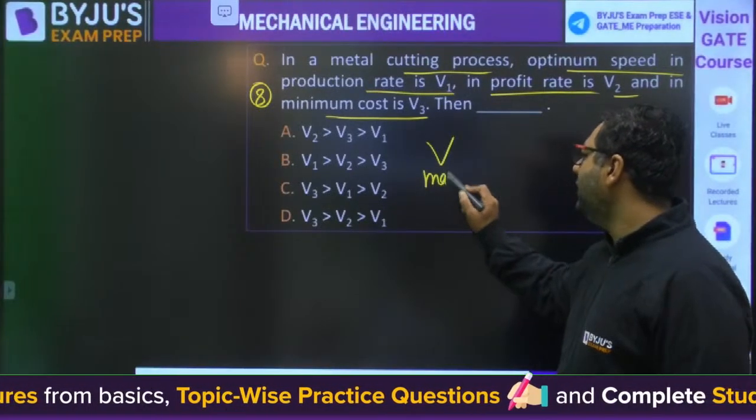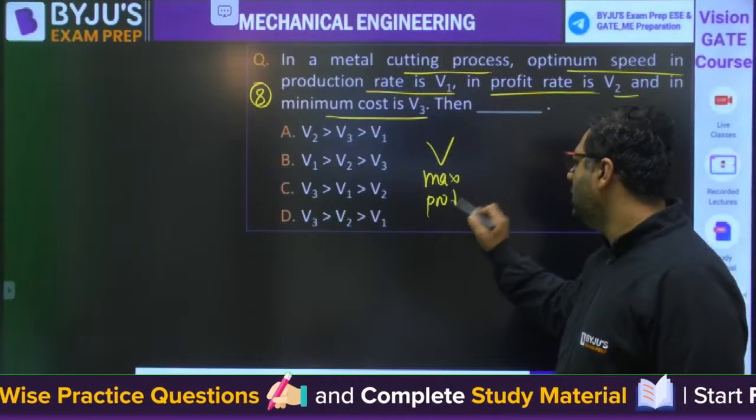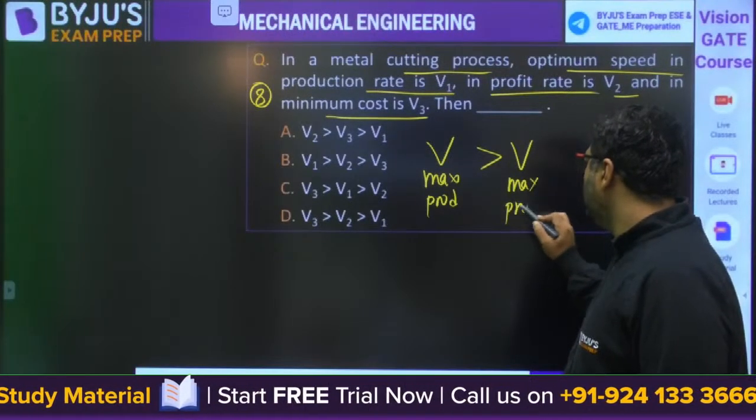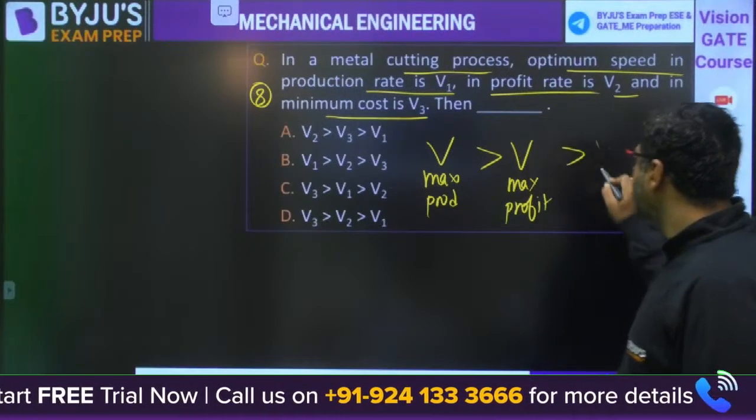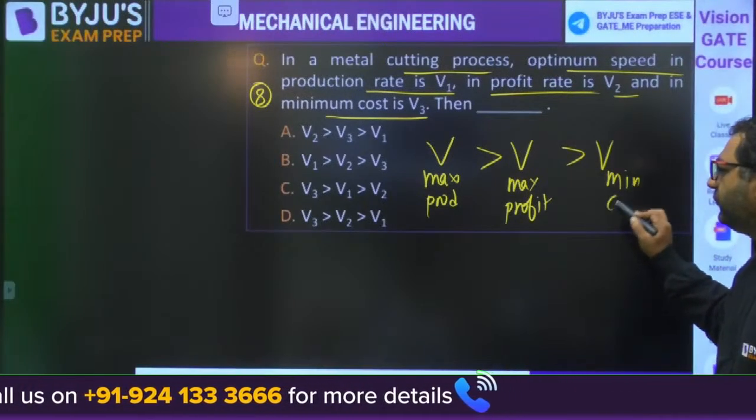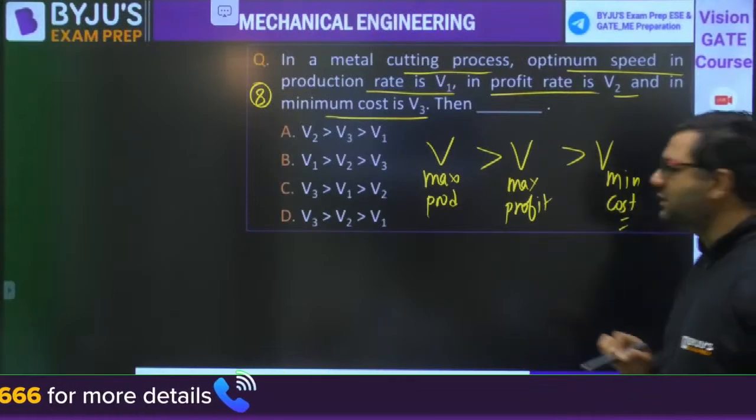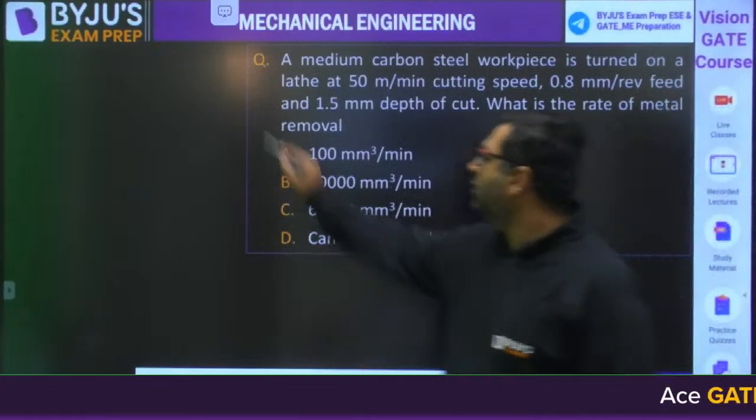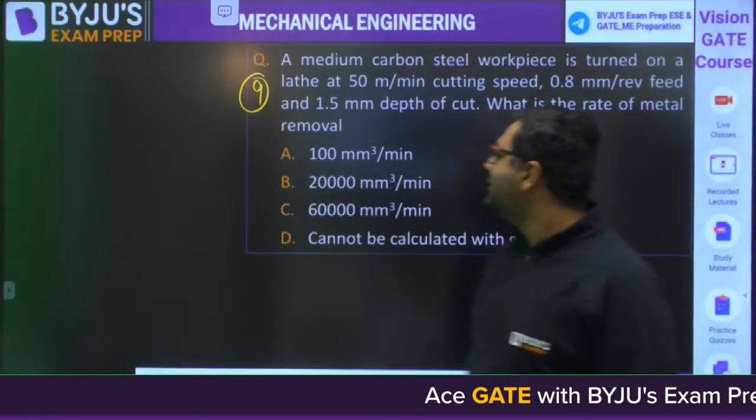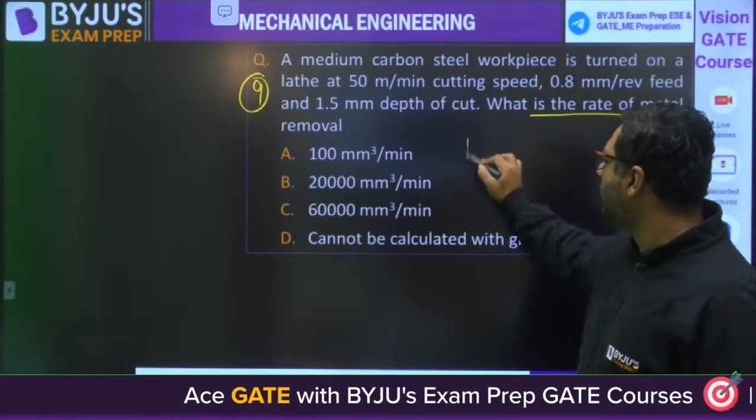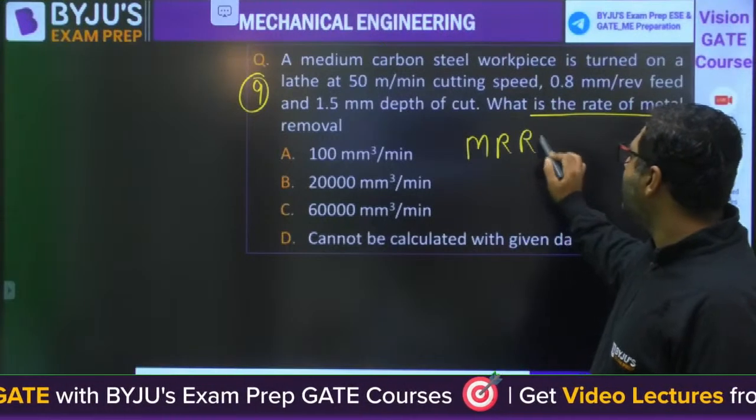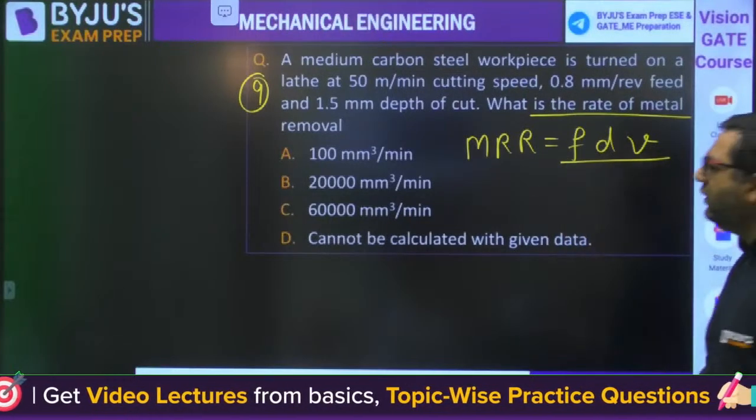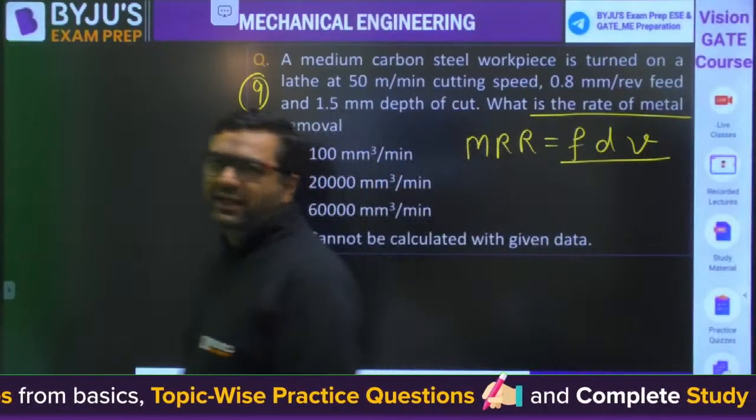The velocity in maximum production is more than velocity in maximum profit, which is more than velocity in minimum cost criteria. So the answer for this is going to be B. So moving to question number 9. You need to find out the rate of metal removal, MRR. You know the MRR formula is FDV. Solve it and get the answer.